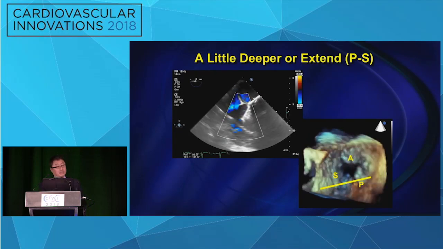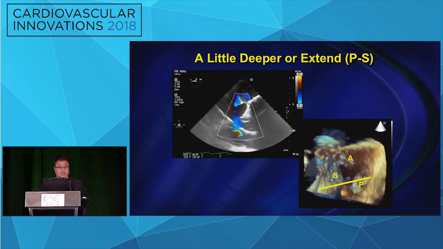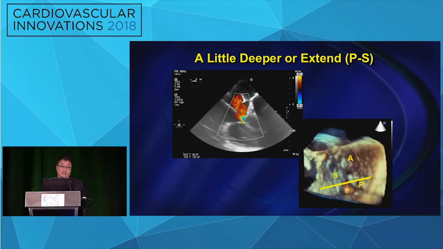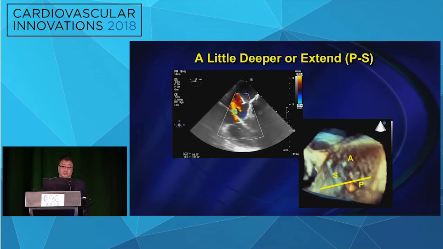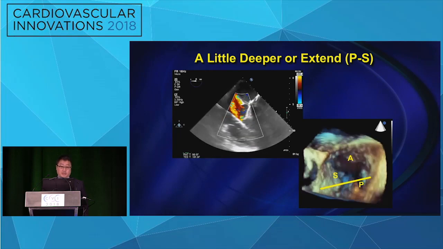If you push the probe a little bit deeper, or if you extend your probe, you see a little bit of coronary sinus coming in, and now you'll have septal and posterior leaflets. And this is the 3D from the same patient. Now you can see the pacemaker lead coming into view.